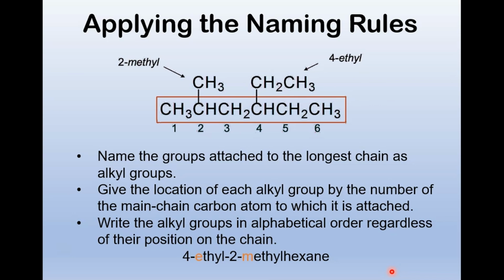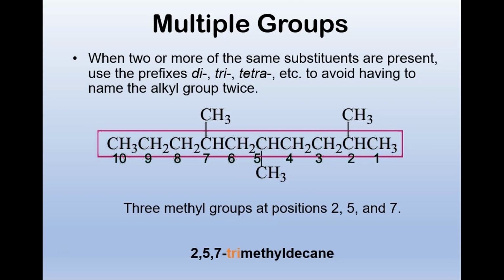Name the groups attached to the longest chain as alkyl groups. Give the location of each alkyl group by the number of the main chain carbon atom to which it's attached. Write the alkyl groups in alphabetical order, regardless of their position on the chain. When you have more than one of the same substituent, we can use di, tri, tetra to tell the reader how many of those groups you have. So here we have a 10-carbon chain with 3 methyl groups on it. At carbons 2, 5 and 7 we have methyl groups, so this gets named 2,5,7-trimethyldecane.